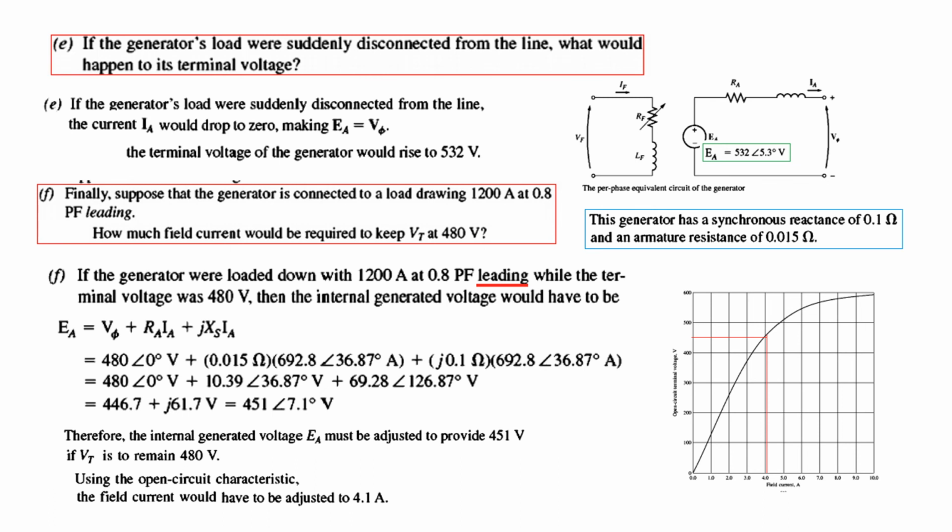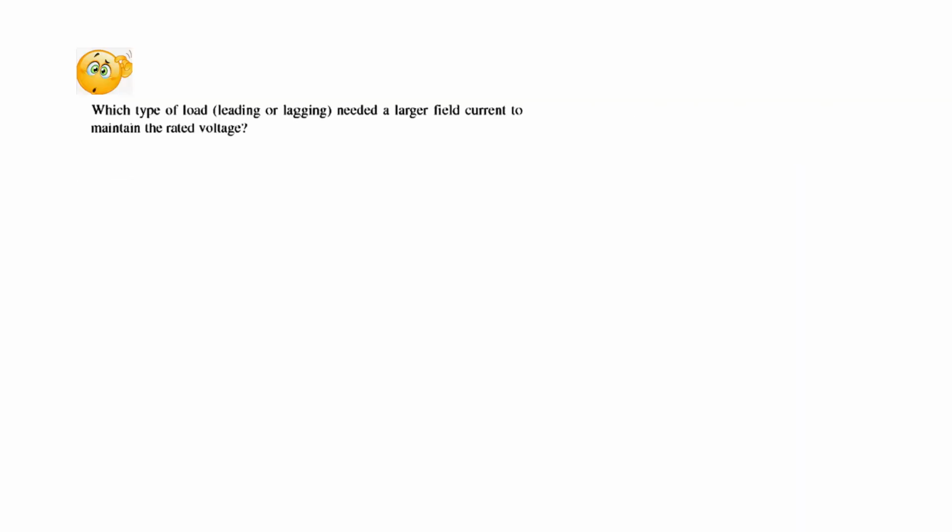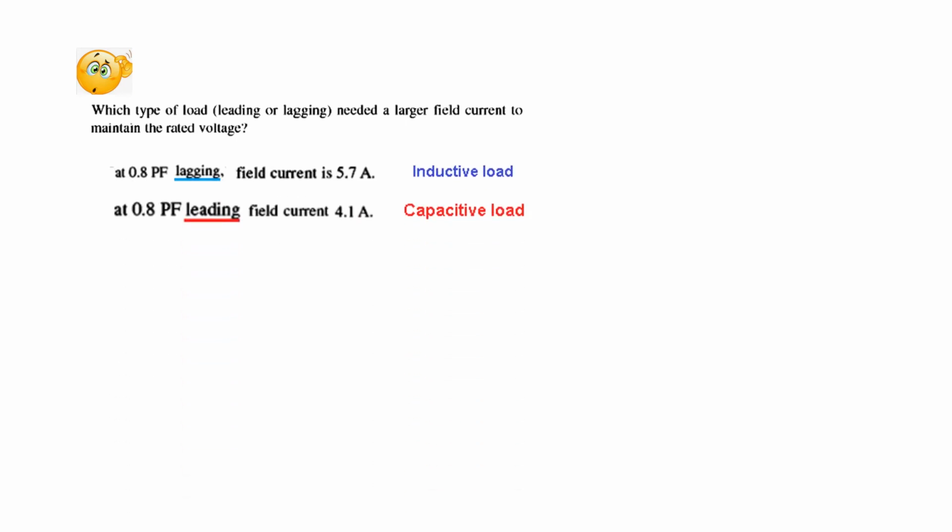And finally, a simple question: what type of load, leading or lagging, needed a larger field current to maintain the rated voltage? We have the two data points. For power factor lagging the field current was 5.7, and for power factor leading the field current was 4.1. So we can see that for capacitive load the field current required is less than for inductive load.